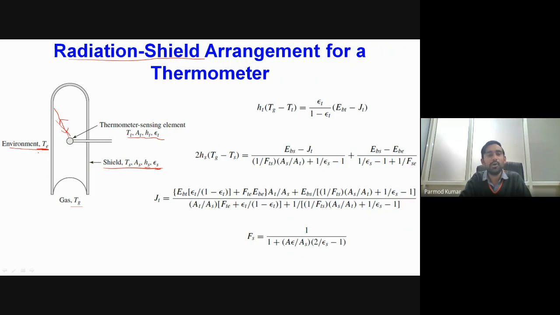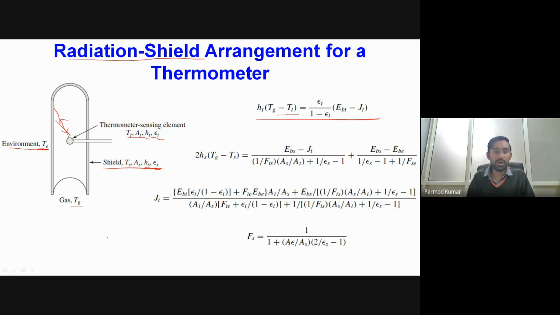Okay, so now what will be happening? Obviously, we now have two different surfaces. One is the surface of the thermocouple sensing element, and the other is the surface of the radiation shield which we have employed over here. So let us first write down the energy balance for the thermocouple surface. For the thermocouple surface, we will have convective heat transfer as Ht times (Tg minus Tt), and that will be equal to the net radiative heat transfer.